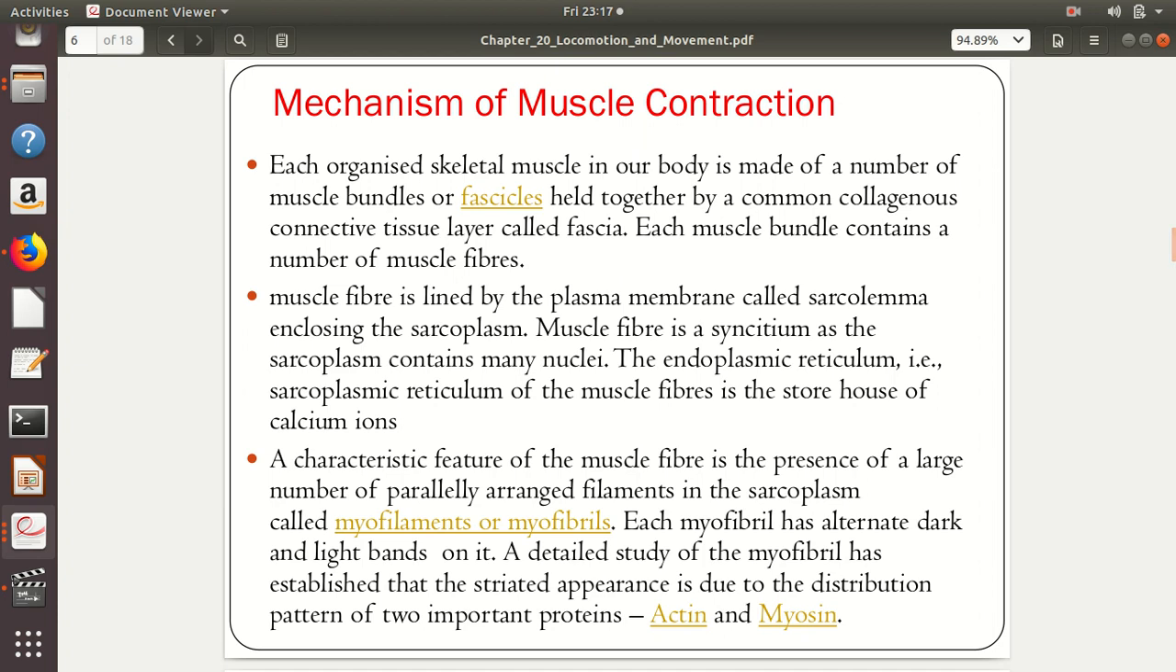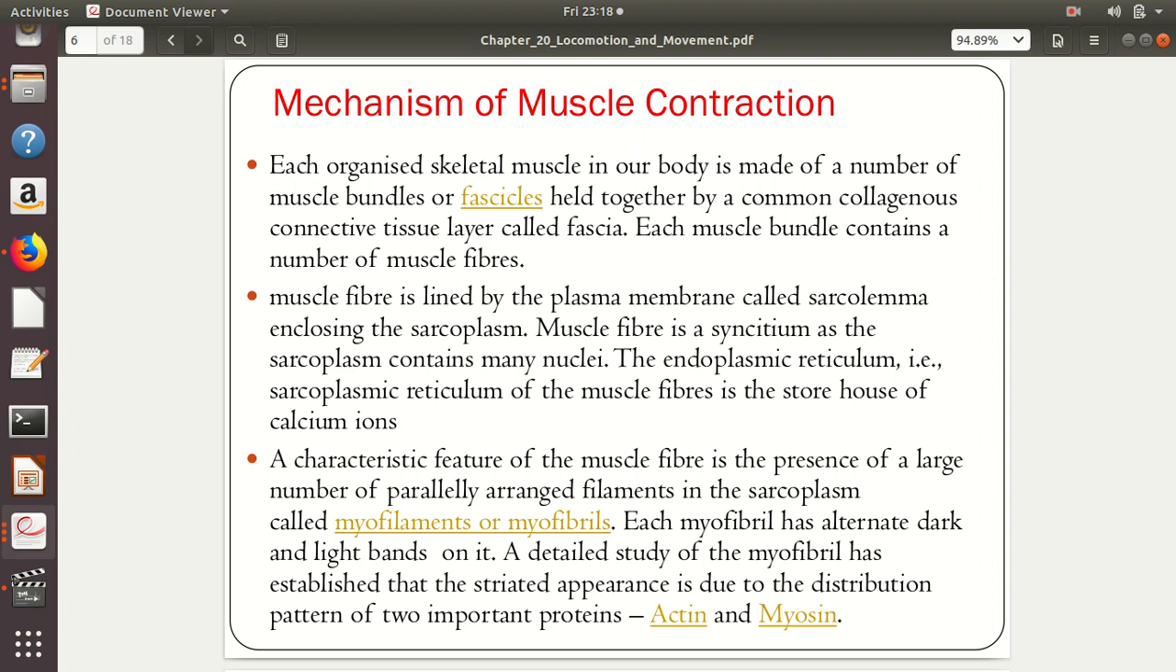The mechanism of muscle contraction. How do the muscles contract? If you look, each and every organized skeletal muscle in our body is made up of numerous muscle bundles. They are called fascicles, and these muscle bundles are all held together by a collagenous connective tissue layer, which is called fascia.